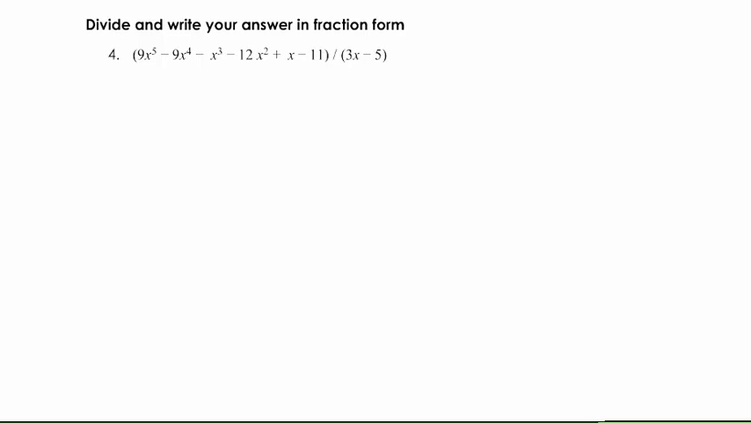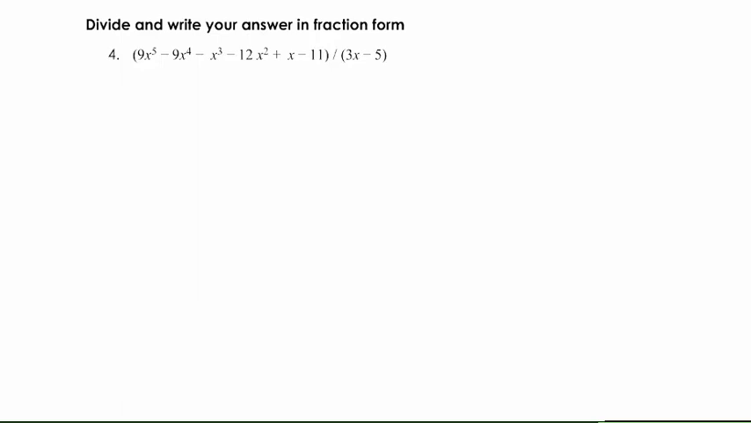Alright, so we're continuing on with the dividing polynomials using synthetic division worksheet on MAC 1140 Pre-Calculus, and we're picking up on question 4, and it wants us to divide and write our answer in fraction form. So we're dividing 9x^5 - 9x^4 - x^3 - 12x^2 + x - 11 divided by 3x - 5.